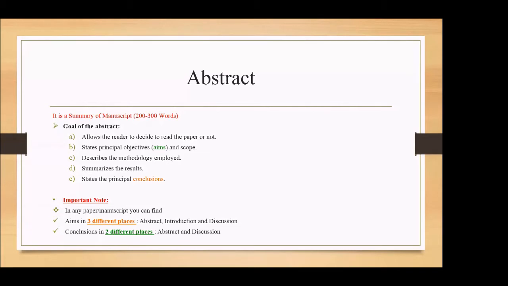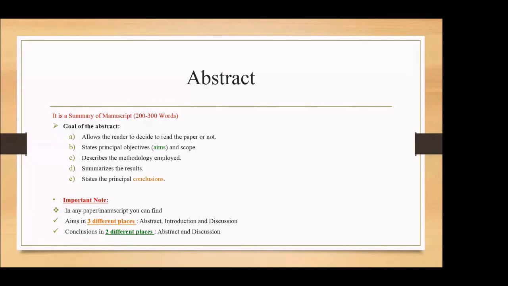Then you state the principal objectives, the aim and scope. You have to write the objective of your paper in the abstract. So why are you conducting this research, okay? Maybe to highlight a certain population, maybe to find a gap in the literature. So you have to write the aim and scope.